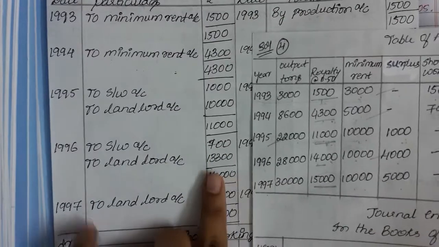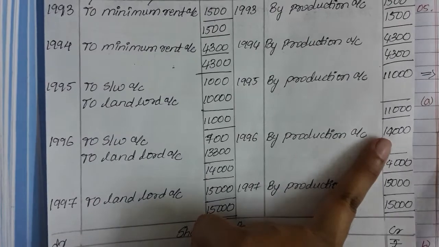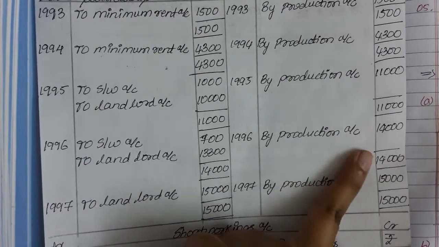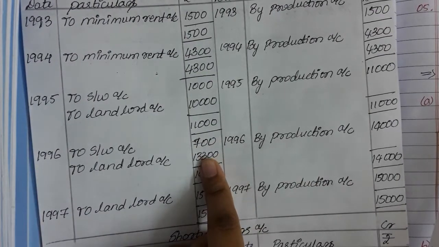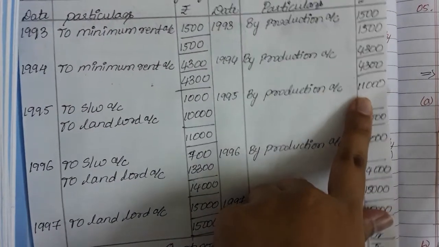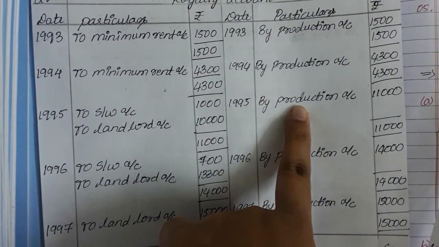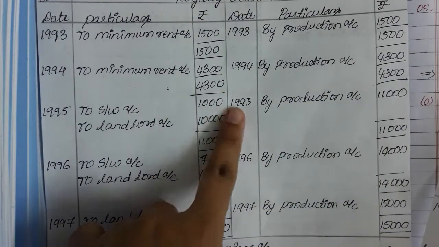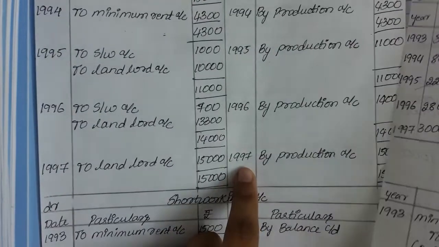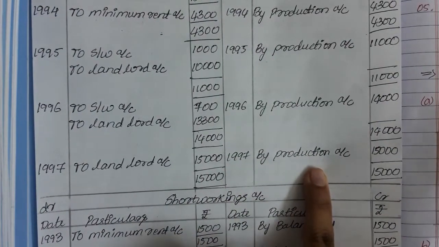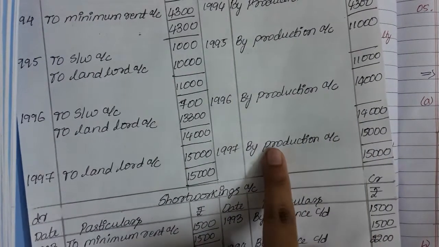In 1996, you have got the 14,000 by production. You can write first by production 14,000. So what you did with this 14,000? In this 14,000, you paid for short working 700 and the other remaining value you paid to landlord. Even in the third year, if you want, you can write first royalty, however much you earned, 11,000. So first you will be writing what you did with this 11,000. You paid for short workings 1,000 and then you paid for landlord 10,000. Done. In the fifth year, whatever the money of royalty is there, 15,000, by production 15,000, directly you paid for the landlord.